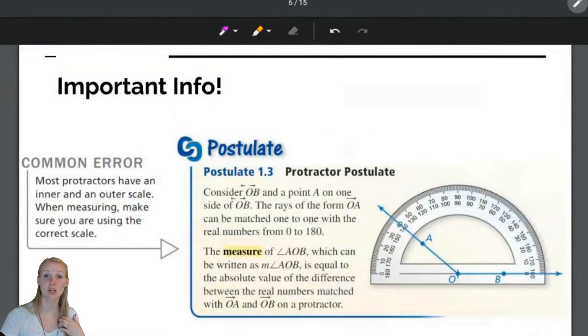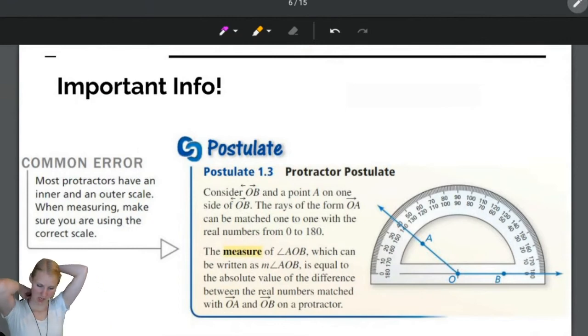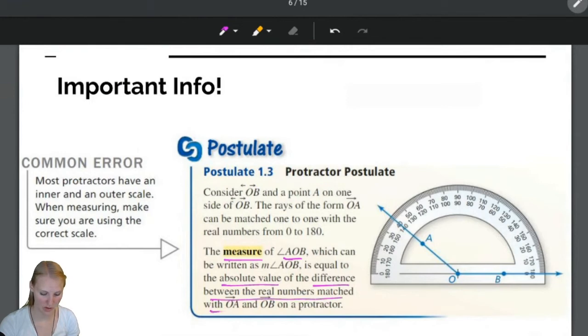Okay, important information. We saw the ruler postulate back in 1.2 about how to measure segments. Now we are measuring angles, and we measure angles with what's called a protractor. This object on the right is called a protractor, and the protractor postulate says the measure of angle AOB is equal to the absolute value of the difference between the real numbers matched with each ray on a protractor.